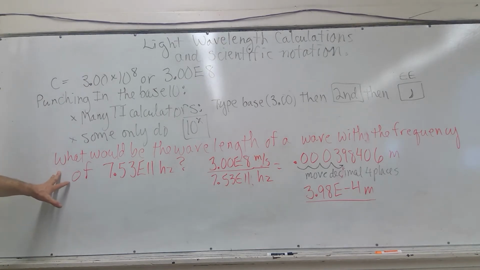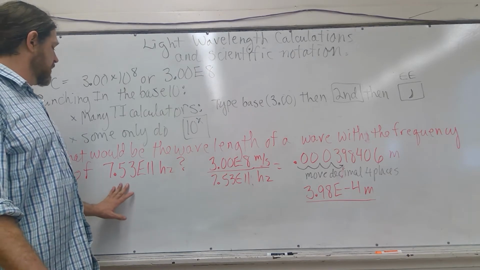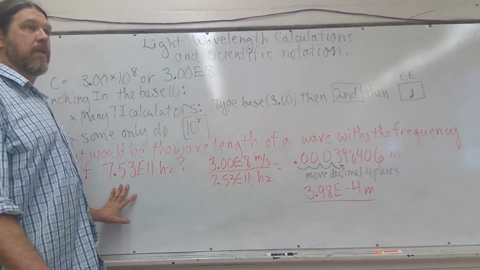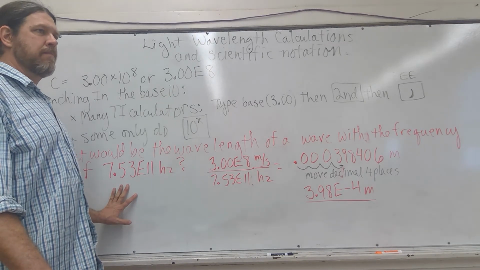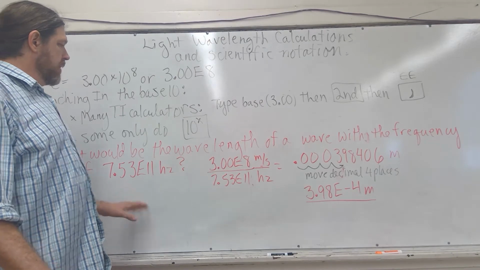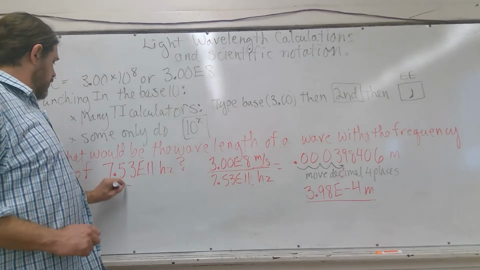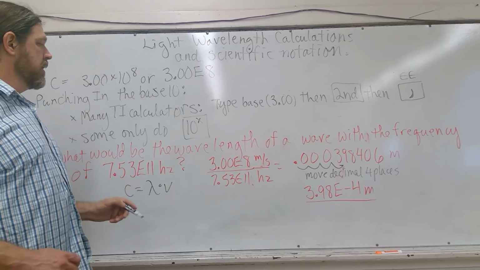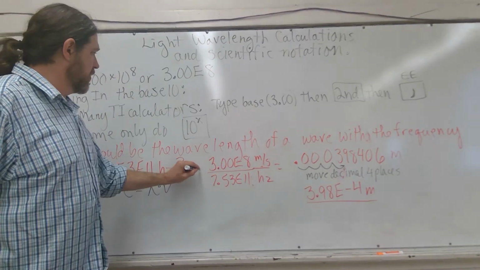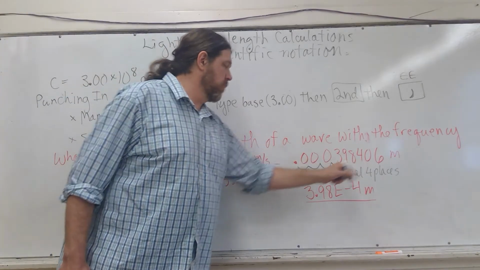And we do this type of question where we have the question asking what would be the wavelength of a wave of a particular frequency. In this case, 7.53 times 10 to the 11th hertz. So this would be like 753 billion hertz. So taking the light wavelength relationship, which once again is speed of light equals wavelength times frequency, we manipulate this to speed of light divided by frequency will give us the wavelength.